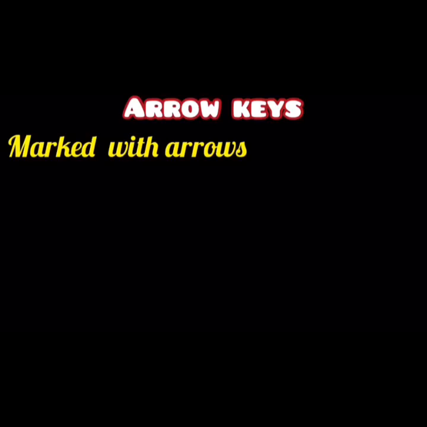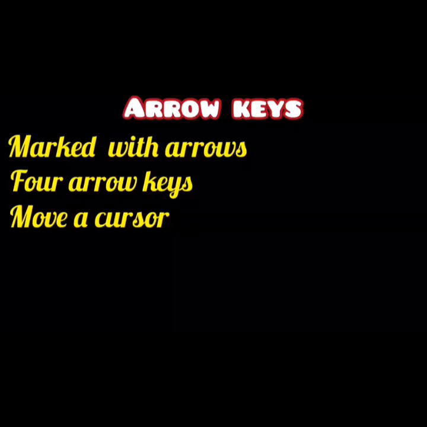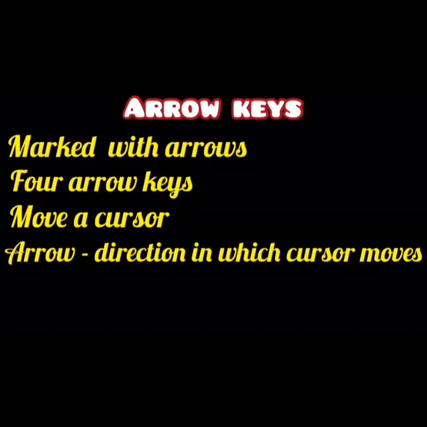Arrow keys on the keyboard. They will be marked with arrows. And there are 4 arrow keys on a keyboard. What is the use of these arrow keys? It will move the cursor. What do you mean by cursor? Cursor means it is a blinking line. Whenever we type on a keyboard, we see a line that is blinking on the monitor, and that line is called as cursor. So to move that line, we use these arrow keys. The arrow which is mentioned on those keys shows us the direction where the cursor wants to move. Cursor means the small blinking line which is helping us to type letters, words or symbols.